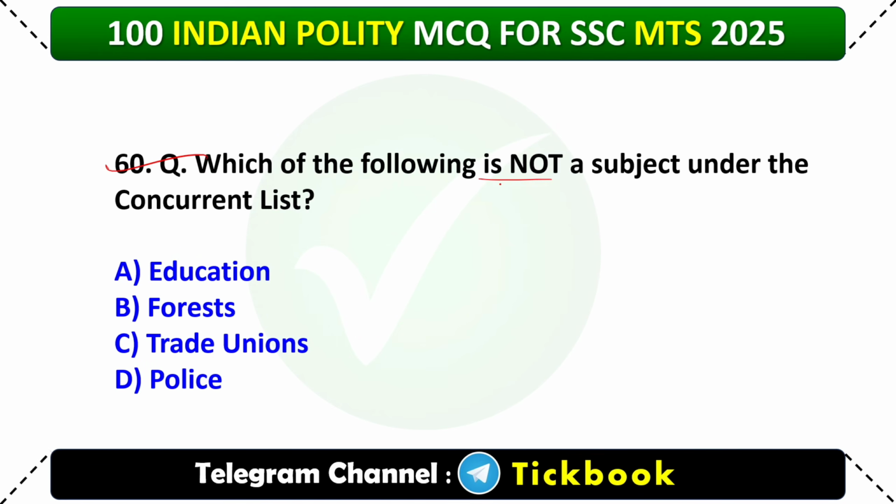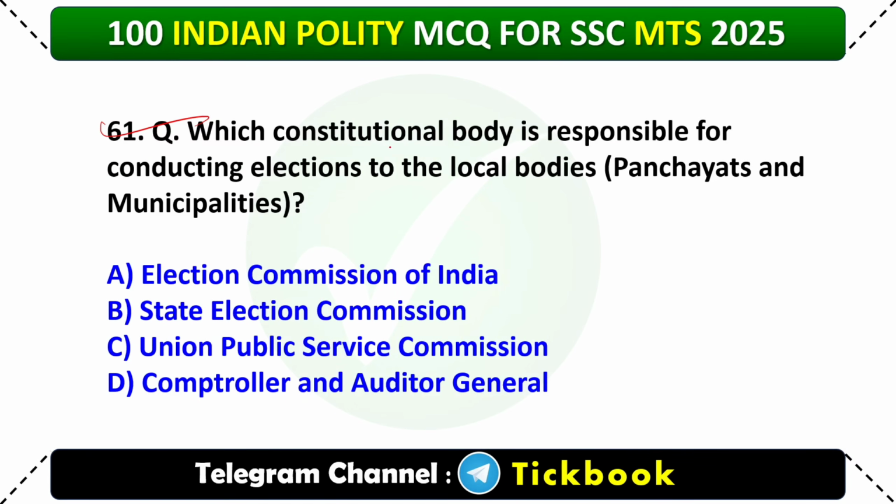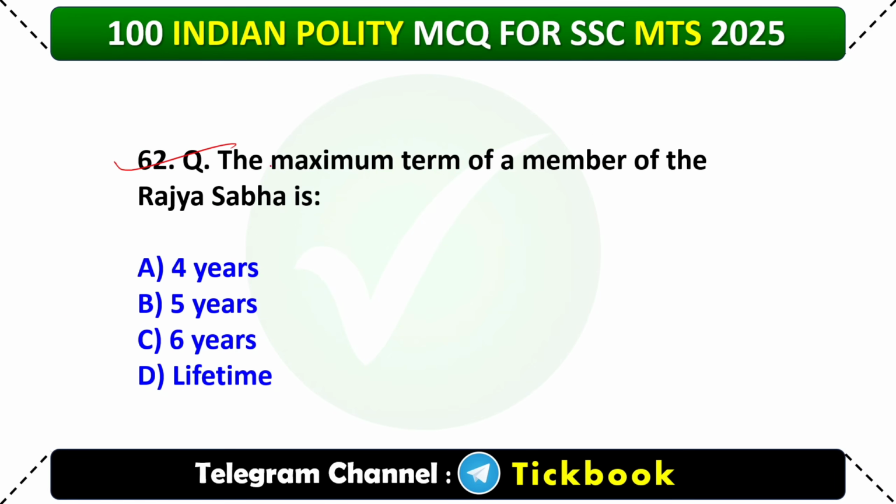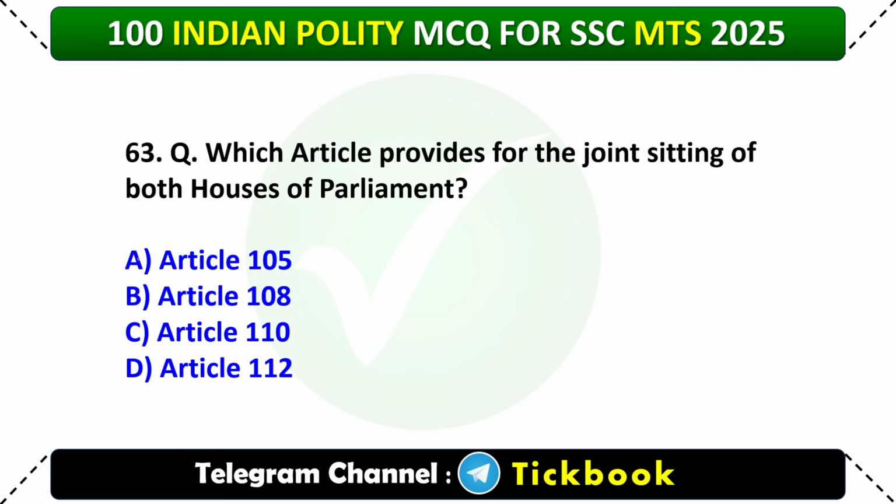60. Which of the following is not a subject under the concurrent list? Option number D, police. 61. Which constitutional body is responsible for conducting election to the local bodies, panchayats and municipalities? Option number B, State Election Commission. 62. The maximum term of a member of the Rajya Sabha is option number C, 6 years.